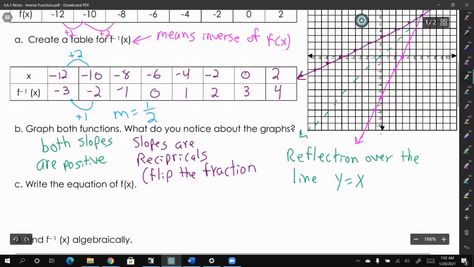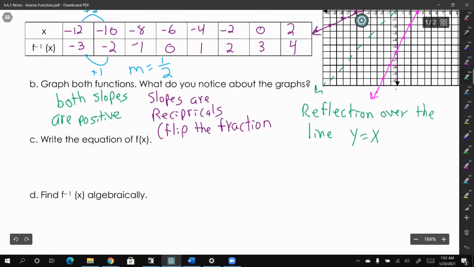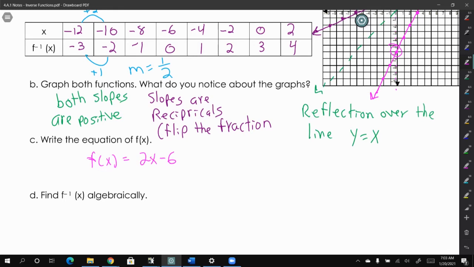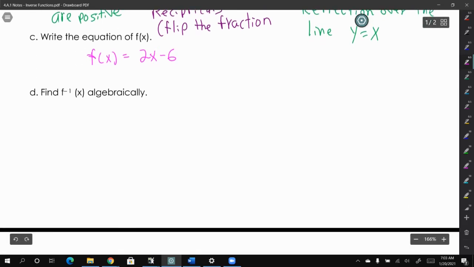Okay. So now write the equation of f of x. So write the equation of my original function in pink. Well, my y-intercept is -6, you can see from the graph, and your slope again was 2. So f of x is equal to 2x minus 6. And then letter D is asking us to find the inverse algebraically. So we're going to write out the steps and then do each step. So the first step is going to be replace f of x with y. So y equals 2x minus 6.